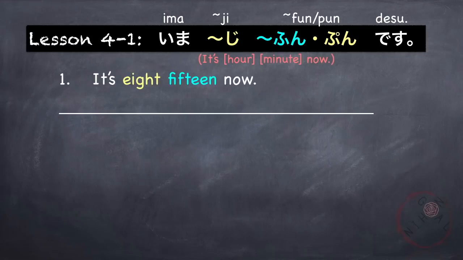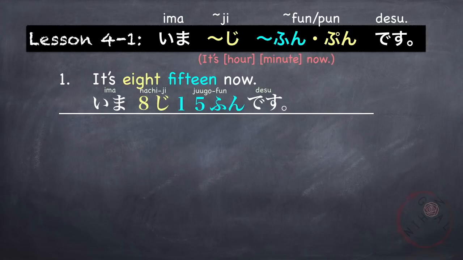For example, it's 8:15 now. First, let's say 8 o'clock. 8時. 15 is 15分です。8時15分です. To be more specific, you say 今 or now, 今8時15分です.